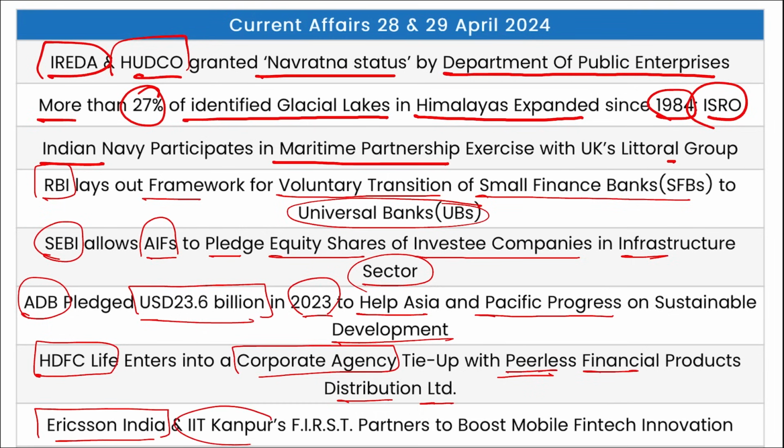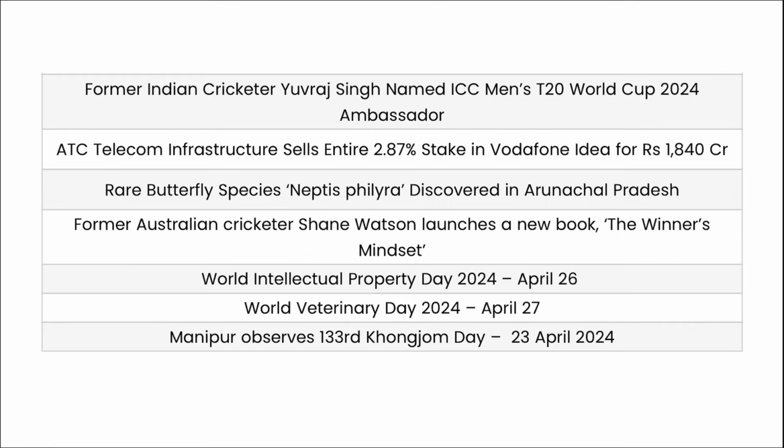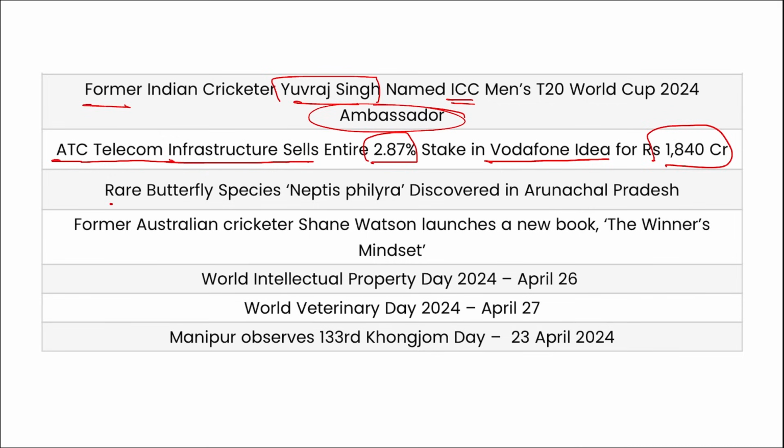Ericsson India and IIT Kanpur have partnered to boost mobile fintech innovation. Next, former Indian cricketer Yuvraj Singh has been named ICC Men's T20 World Cup 2024 ambassador along with Chris Gayle and Usain Bolt. ATC Telecom Infrastructure sold their entire 2.87% stake in Vodafone India for 1840 crore rupees.